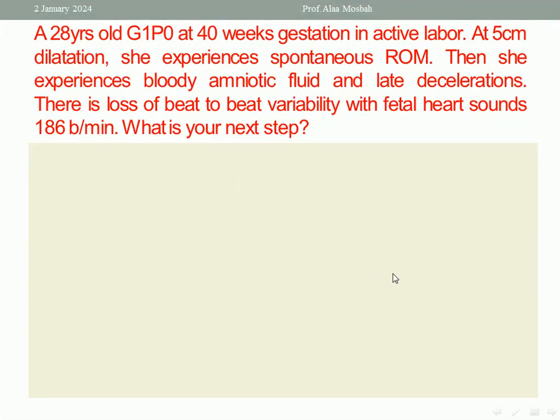A 28-year-old primigravida, at 40 weeks gestation in active labor. At 5 centimeter dilatation of the cervix, she experienced spontaneous rupture of membrane. Then she experienced bloody amniotic fluid and late deceleration. There is loss of beat-to-beat variability with fetal heart rate 186 beats per minute. What is your next step?